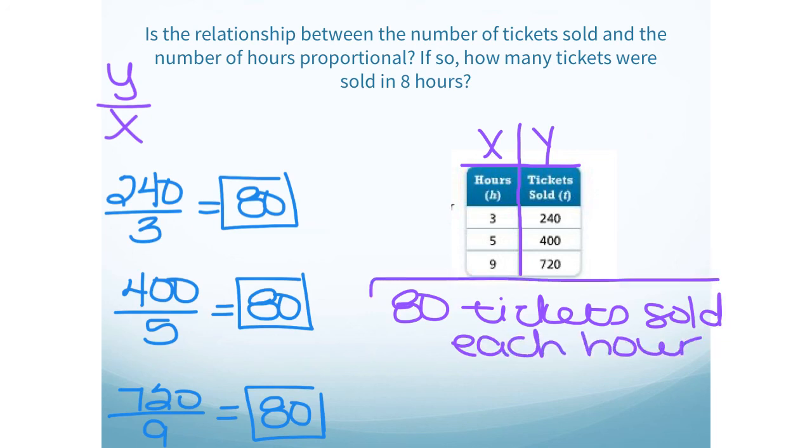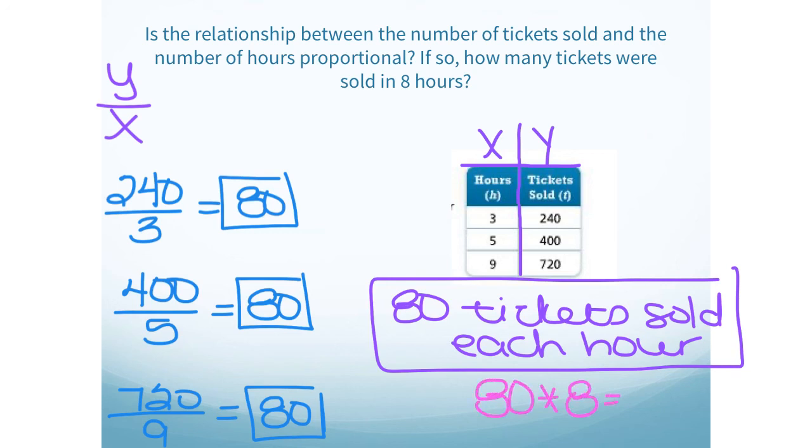It's going to be very useful to know what our words mean and what our numbers mean throughout this problem, because now we have to ask ourselves, how many tickets were sold in 8 hours? Well, if 80 tickets are sold each hour, 80 times 8 will tell us that 640 tickets are sold in 8 hours. I want you to continue practicing the y over x in order to prove whether or not a table is in a proportional relationship.